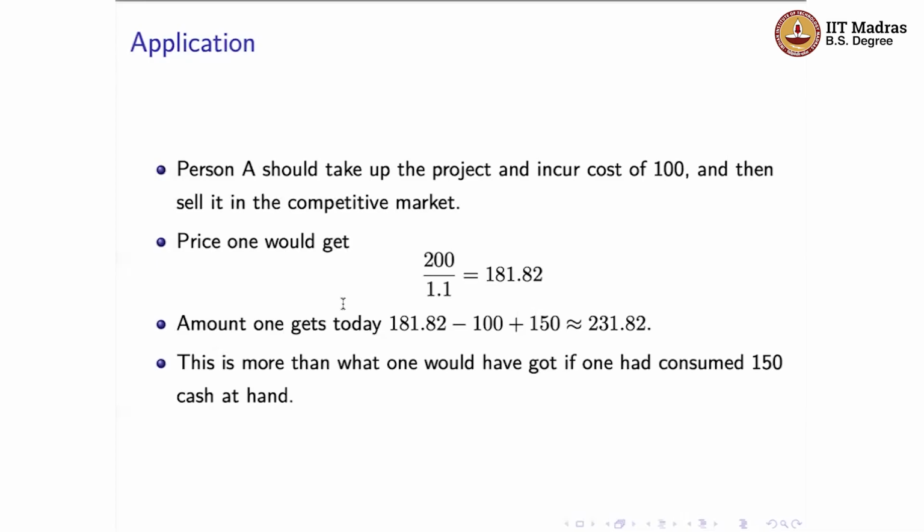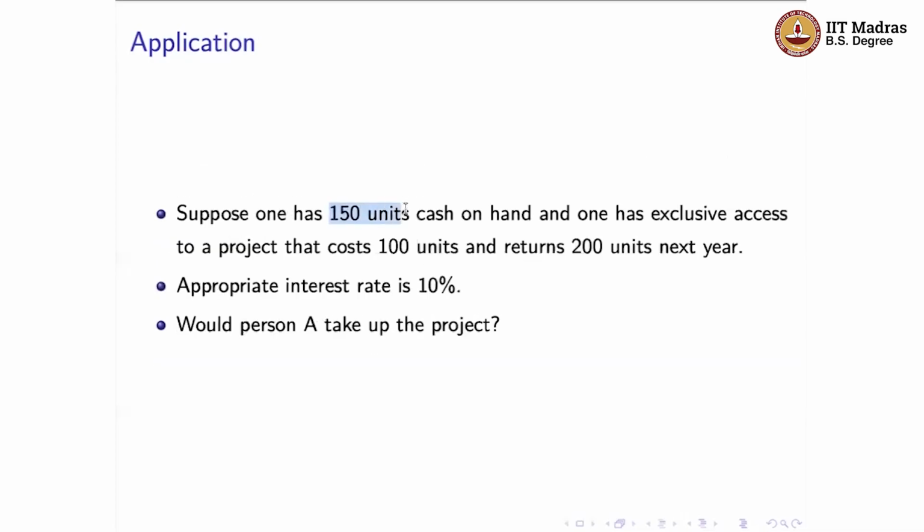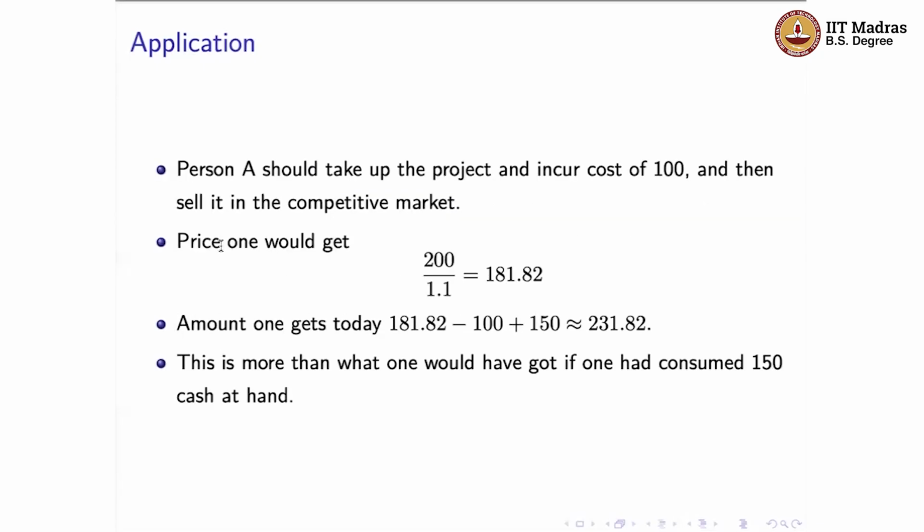So what it would mean is that out of the 150 units of cash that this person has, this person has to put 100 units of cash into this project, right? Suppose the person does that, then what does this person have? The person basically has, as a result, a project which is going to pay out 200 next year.